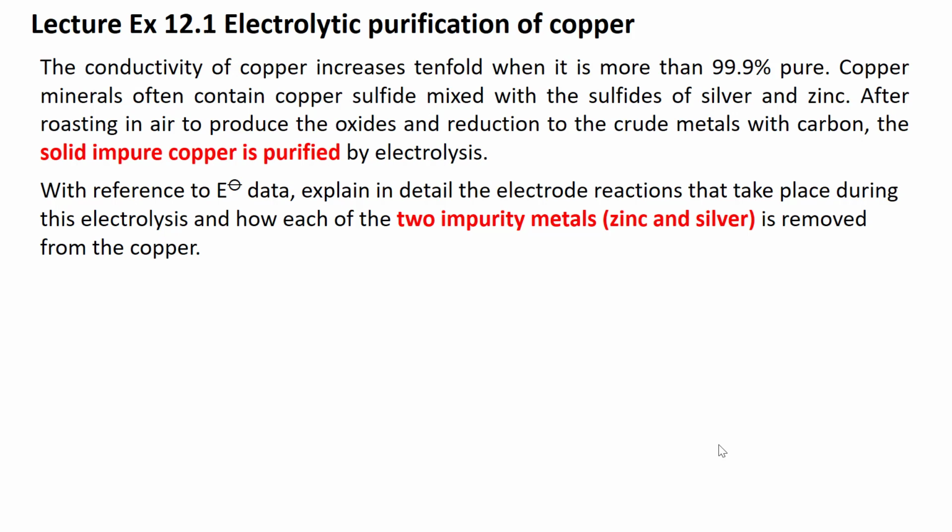Okay, so the impure copper is actually placed as the anode, of which when you pass a current through, the copper will be oxidized and forms copper 2+, goes into the electrolyte, and it will move over to the cathode and get reduced to pure copper. So the impure copper is the anode, and at the cathode you have pure copper. So let us see what happens to the impurities in this case. Note that you have zinc and silver as impurities.